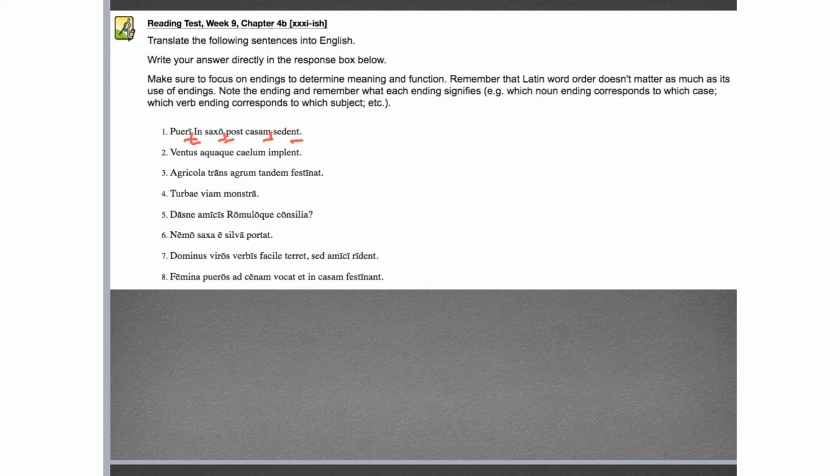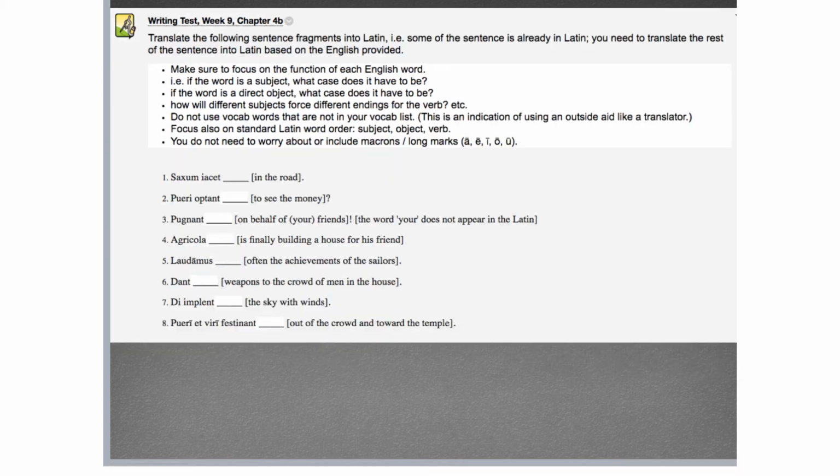All right, I'll do one more. Let's see, with a place expression. So how about number 6? All right, Nemo's a little funky. It's an irregular noun. That's its nominative singular. There's its singular verb. All right, so no one carries. All right, saxa, rocks, stones. No one carries stones from, and there's that ablative place from which, from the forest, from the woods, silva. All right, I'll let you do the rest.